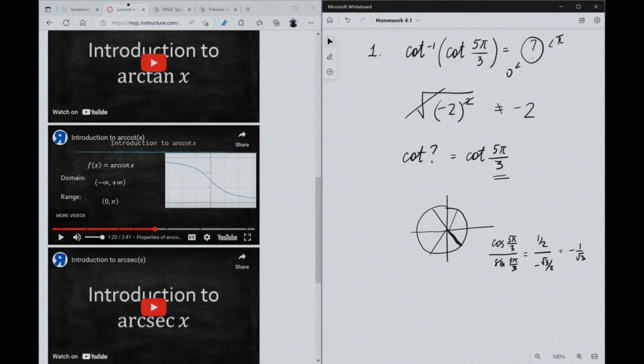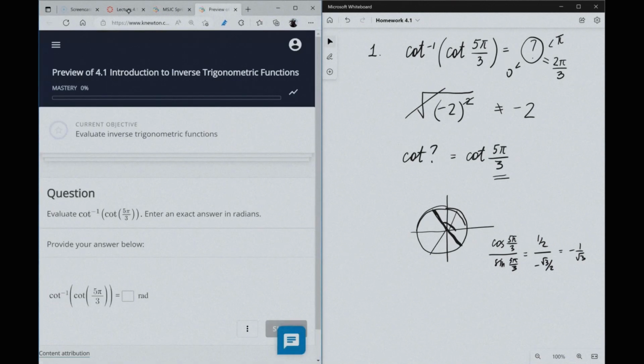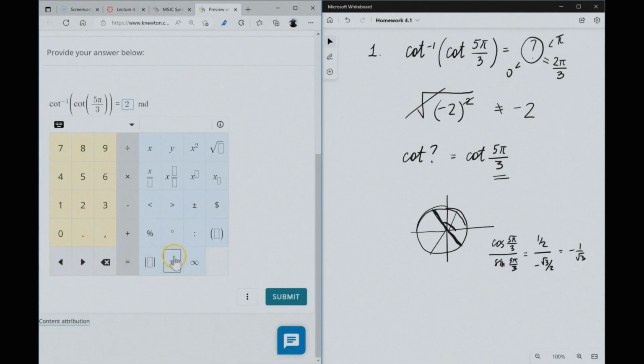And the answer is, it's going to be the angle in the second quadrant, and it's going to be precisely this angle right over here. So the answer is 2 pi over 3.